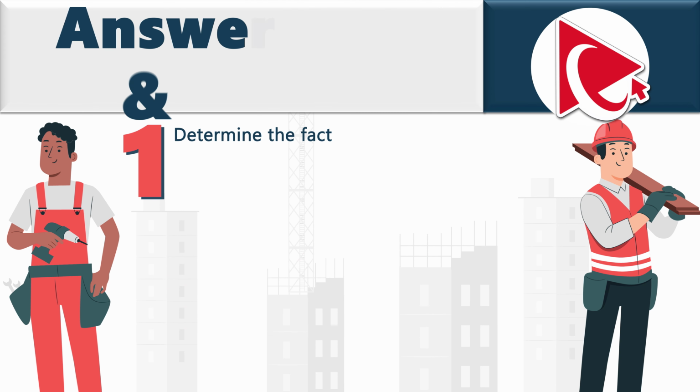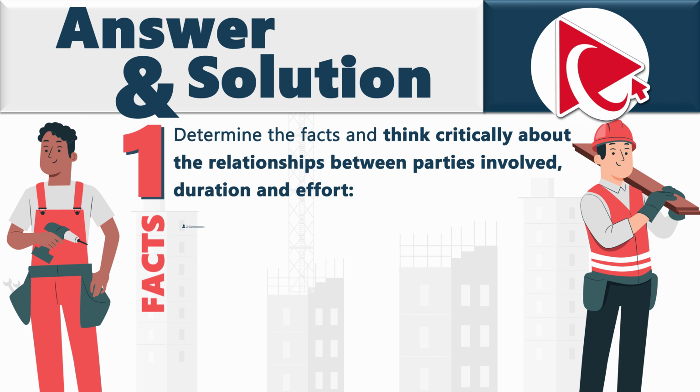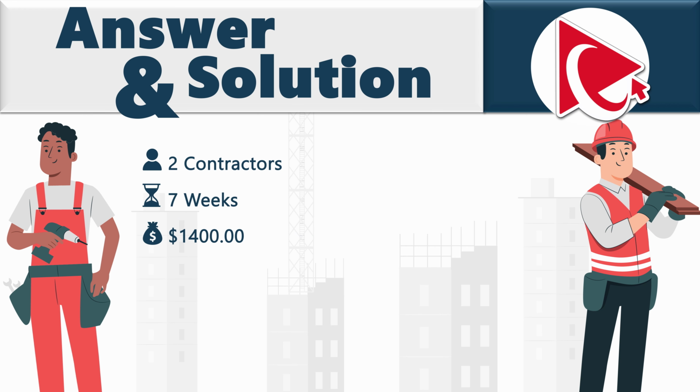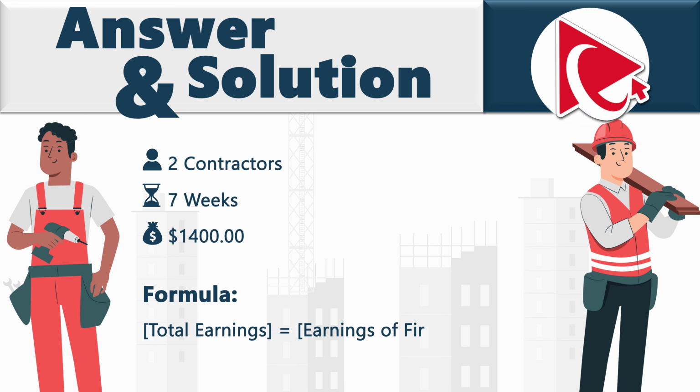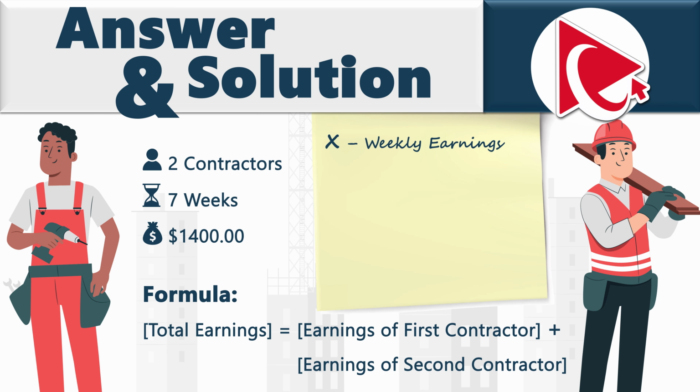In the first step, we need to determine the facts and think critically about the relationships between parties involved, as well as duration of the project and effort. We have 2 contractors, we have 7 weeks of effort, and we have total spend of $1,400. Because we have 2 contractors here, our total earnings would be earnings of the first contractor plus earnings of the second contractor. Let's establish variable x to calculate weekly earnings. Our total earnings would be 3x for the first contractor and 4x for the second contractor, and total would be equal $1,400. 7x would be equal $1,400.